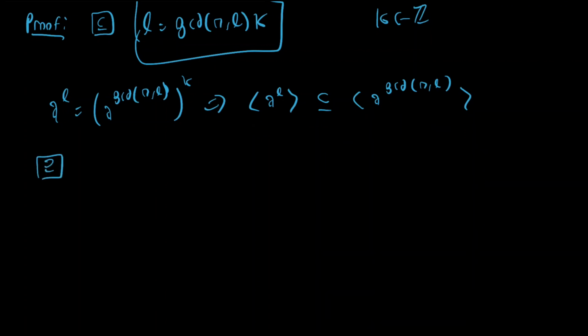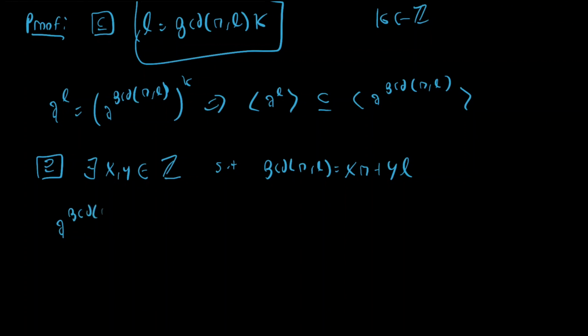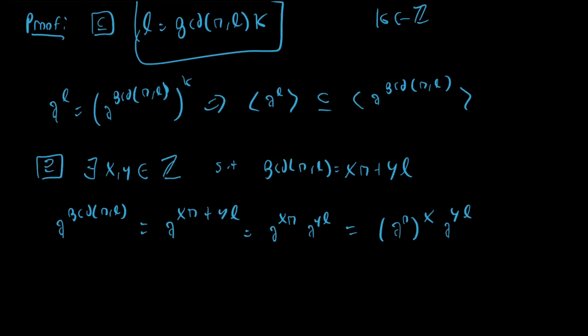So now for the inverse inclusion, we will use Bezout's identity. In particular, what Bezout's identity says is that there are integers x and y such that the GCD of n and L can be written as a linear combination of n and L, so as x times n plus y times L. Okay, but now if we have A to the GCD of n and L, we can write it as A to the x times n plus y times L, which is the same as A to the x times n, times A to the y times L. Okay, but we can rewrite the leftmost element as A to the n to the x, and then we're going to leave the rightmost element unchanged like this.